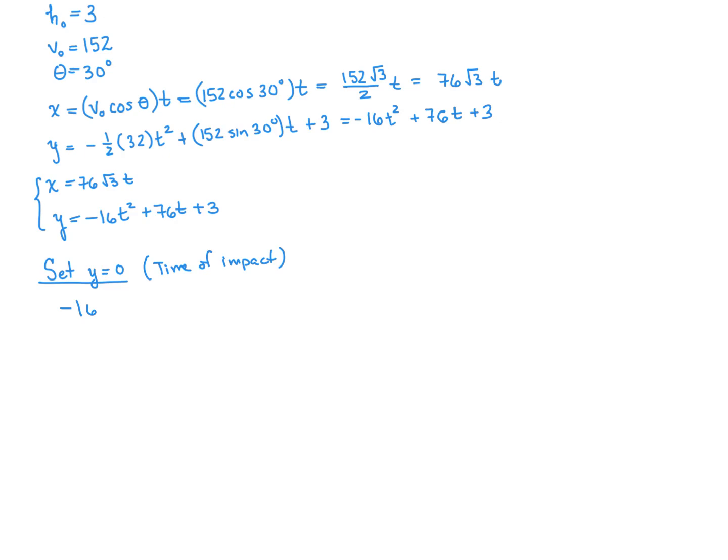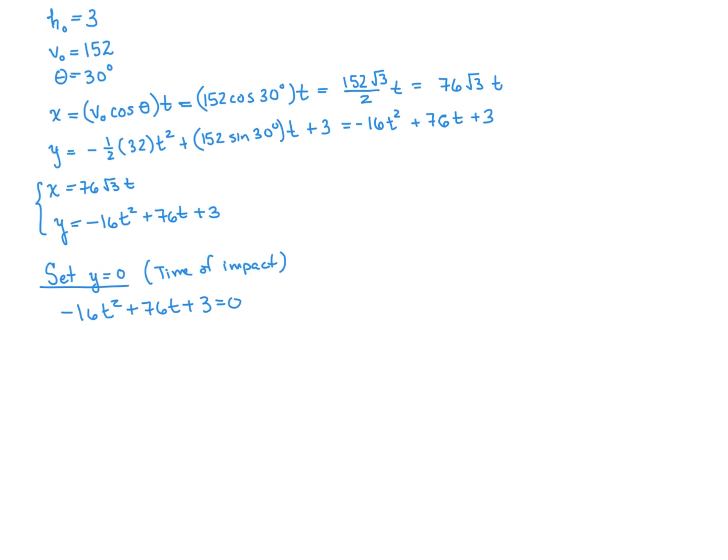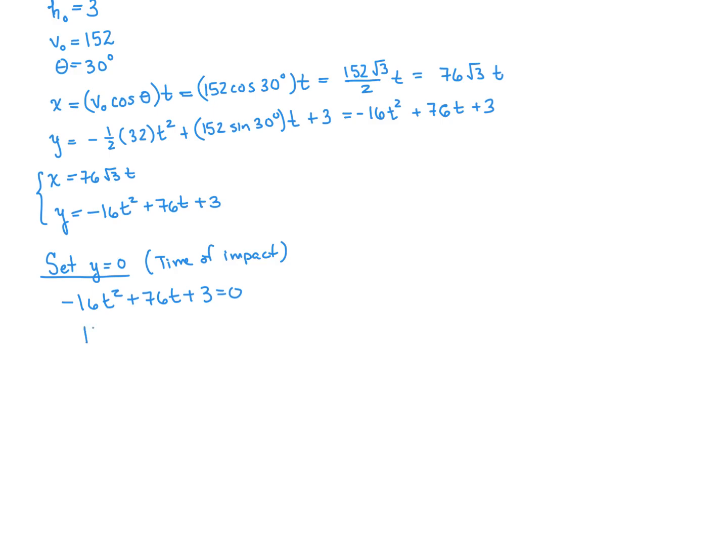So we have -16t² + 76t + 3 = 0. Whenever we're solving a quadratic equation, it's usually nice to have the leading coefficient be positive. So let's change the signs on both sides. And this will require the use of the quadratic formula. So we have t = (19 ± √373)/8.